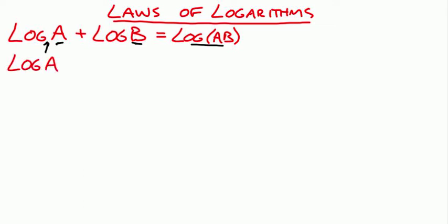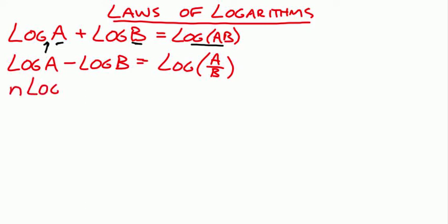Next one, log of A minus log of B is going to be equal to log of A over B. Very similar to some of our exponential rules, which should make sense because logarithms are the inverses of our exponentials. And the second to last one that we're going to do is n times log of A is going to be the same thing as log of A to the nth power. So we're just taking it and moving it to the outside there.